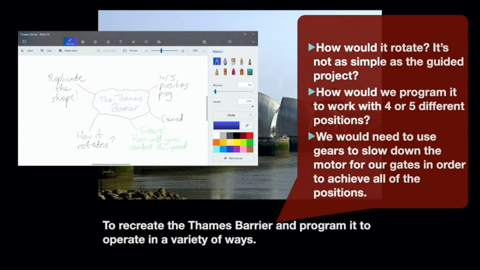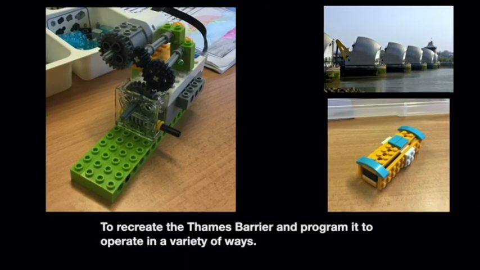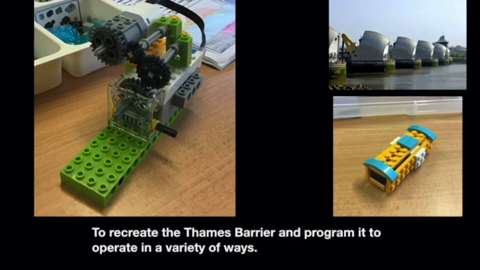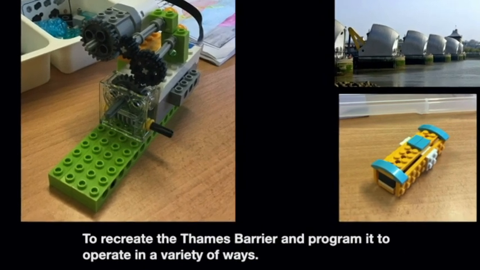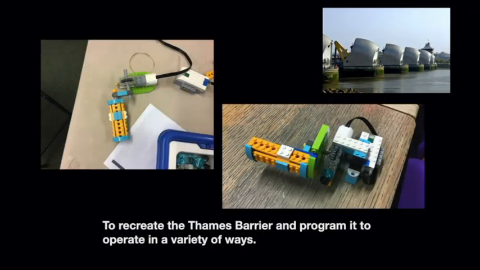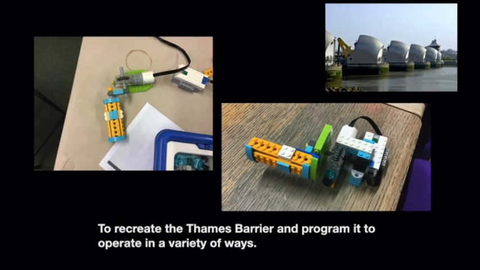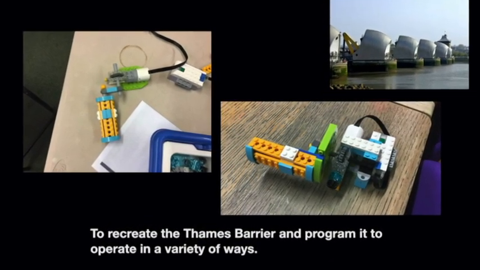And so what happened was the children started from that process of what they knew about the Thames barrier, how it worked, and thinking about what they would need to do. So between them, they started to investigate how they could use the gears to turn the models. So they built the models. When they found the one that worked, they then taught each other how to build that model. So they had multiple models of this built in the same way.